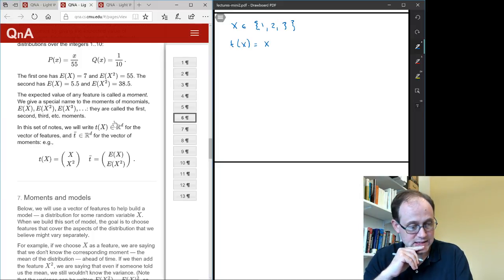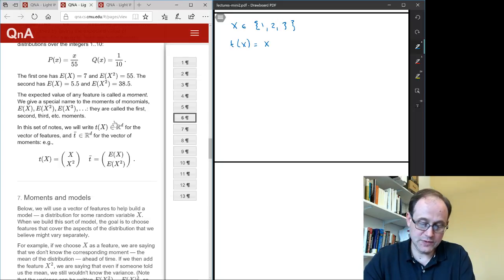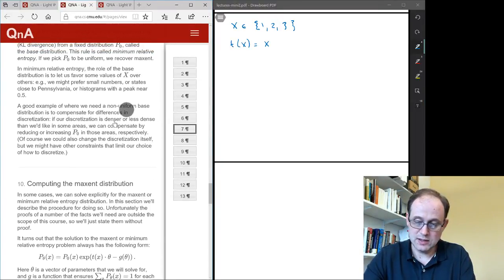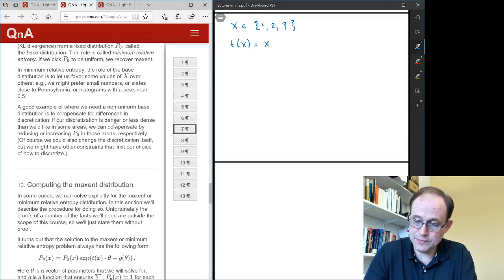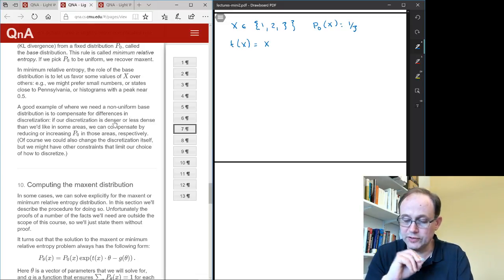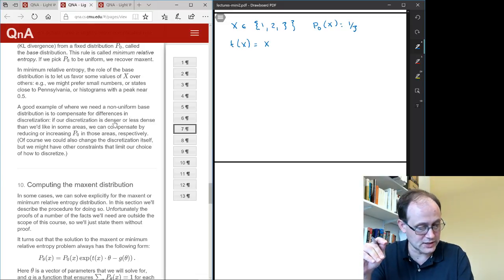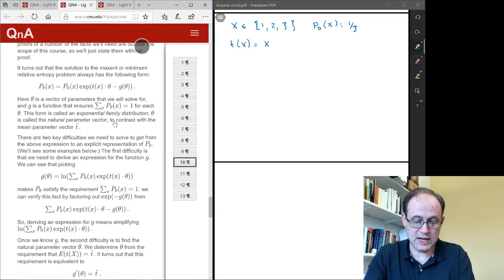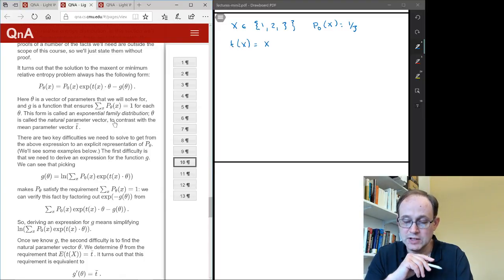And then let's take p0 of x to be a third, so the uniform distribution on x. And we're going to have this formula here for the solution of the maximum entropy problem.